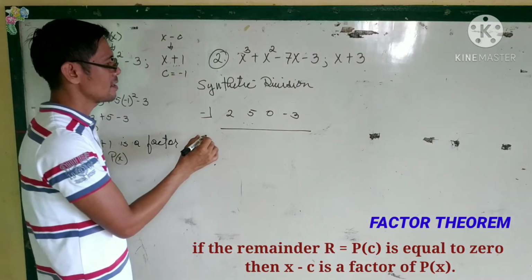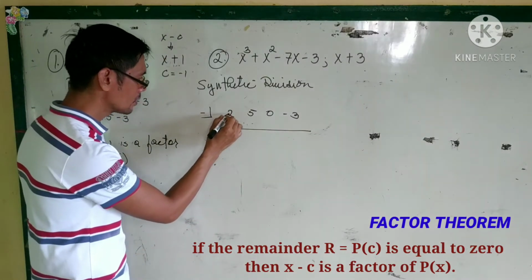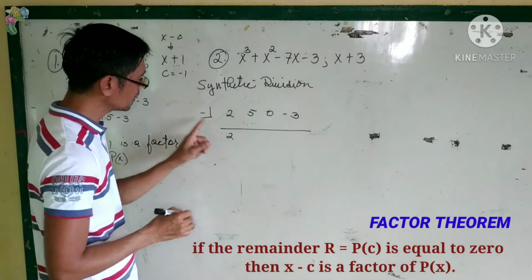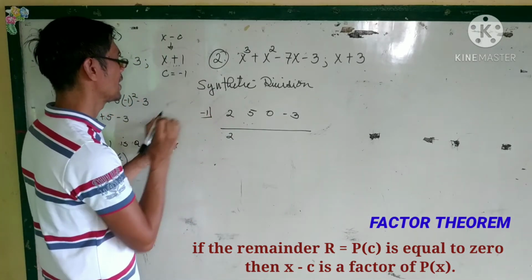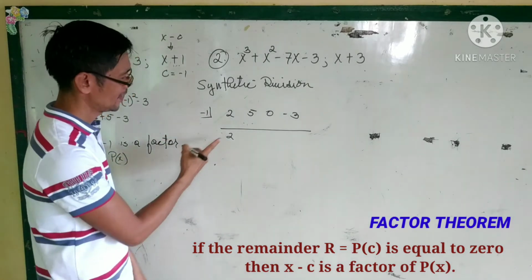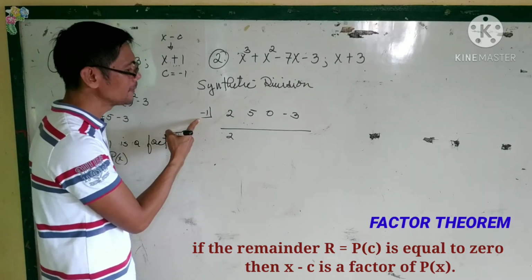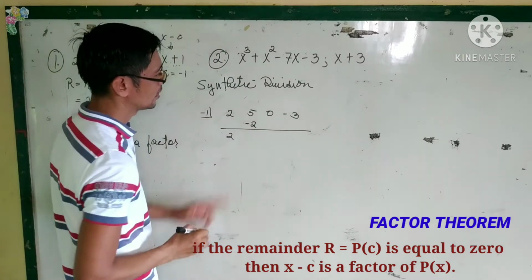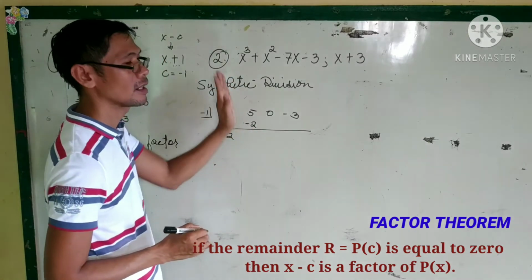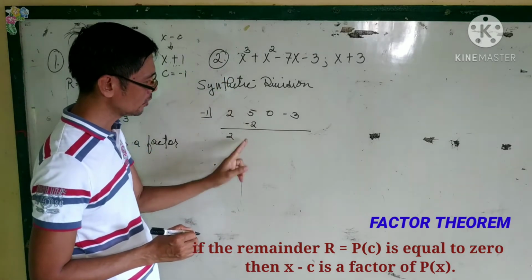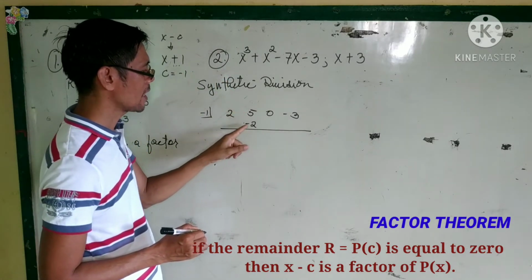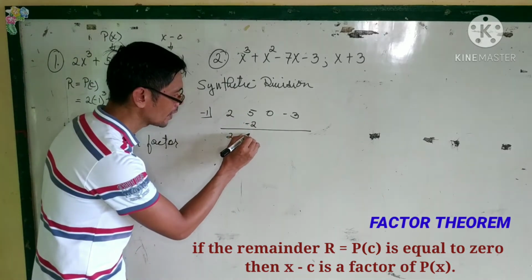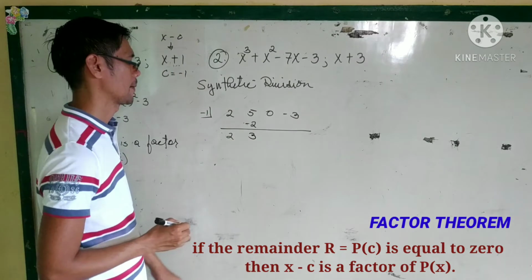So the first thing that we are going to do is bring down the first value. So bring down 2, then multiply it to our C, negative 1. So 2 times negative 1, we have negative 2. So these values here should be added. So we are going to add this. 5 plus negative 2, or that is simply 5 minus 2, we get 3.